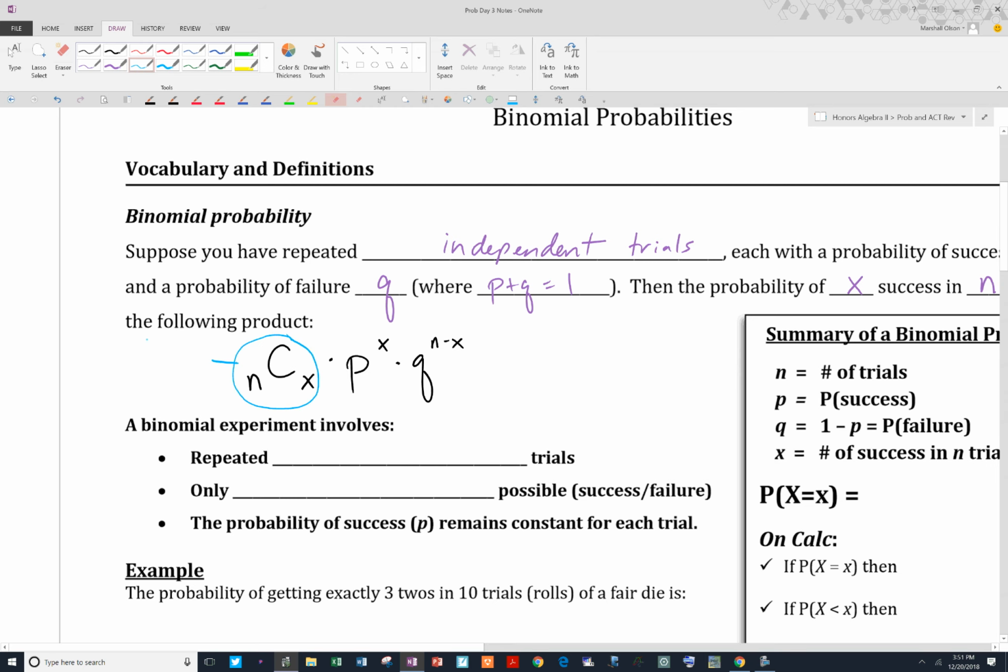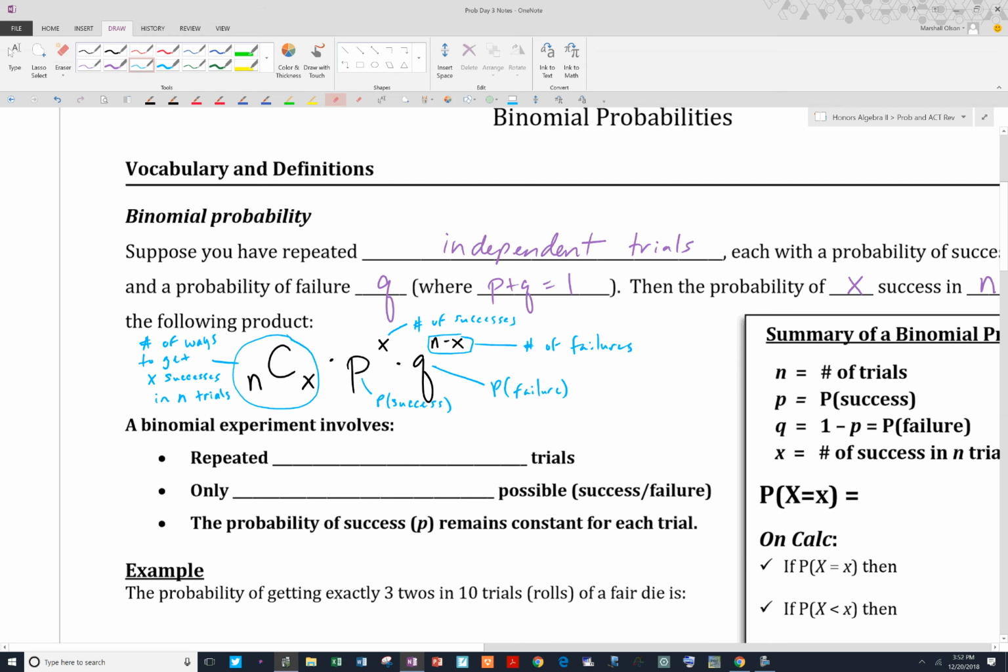So it's kind of tight here, but I'm going to write those things in here. This tells us the number of ways to get x successes in n trials. This is the probability of a success, and this is the number of successes. q is the probability of failure, or not getting what you want. And then this n minus x, since n is the total number of trials and x is the number of successes, n minus x is the number of failures.